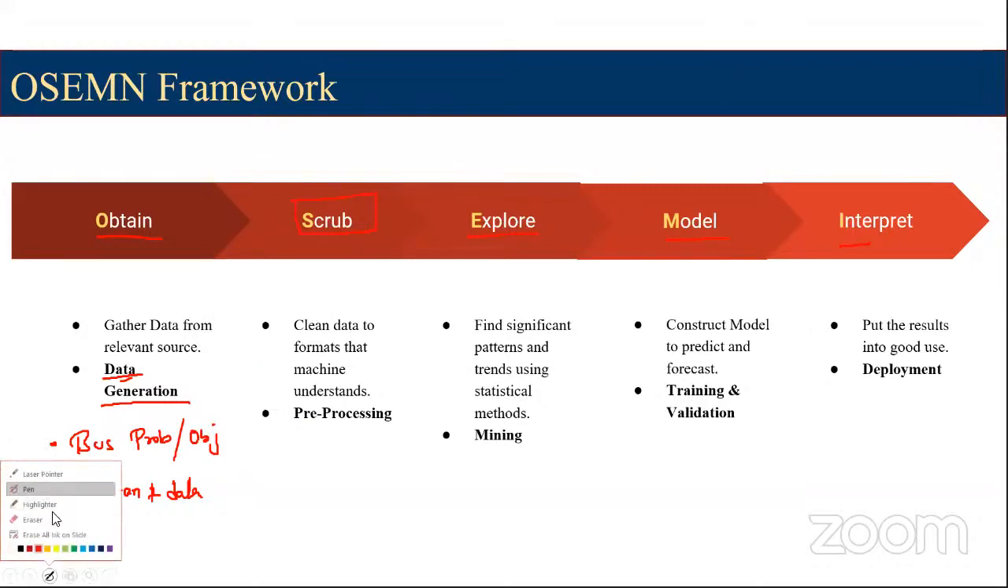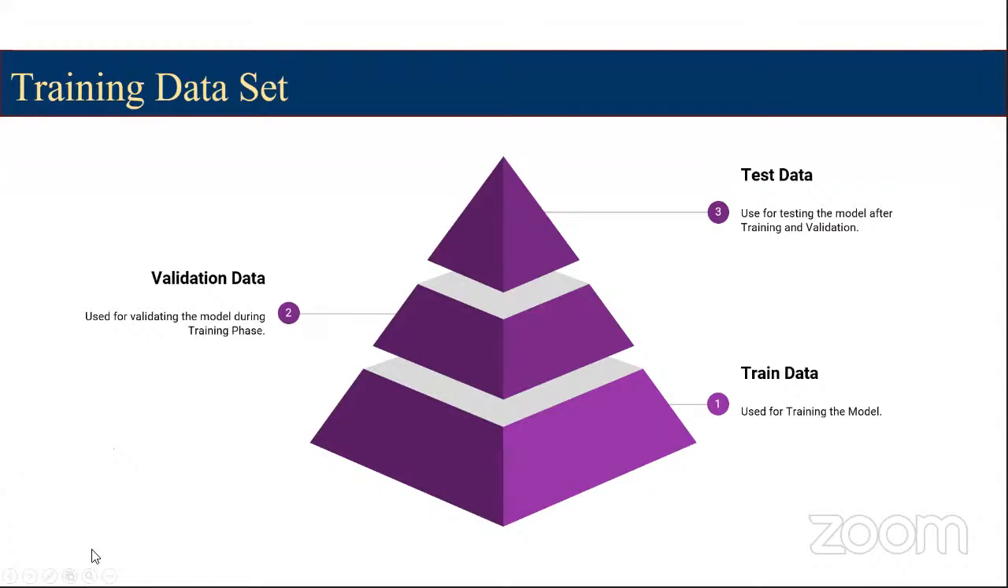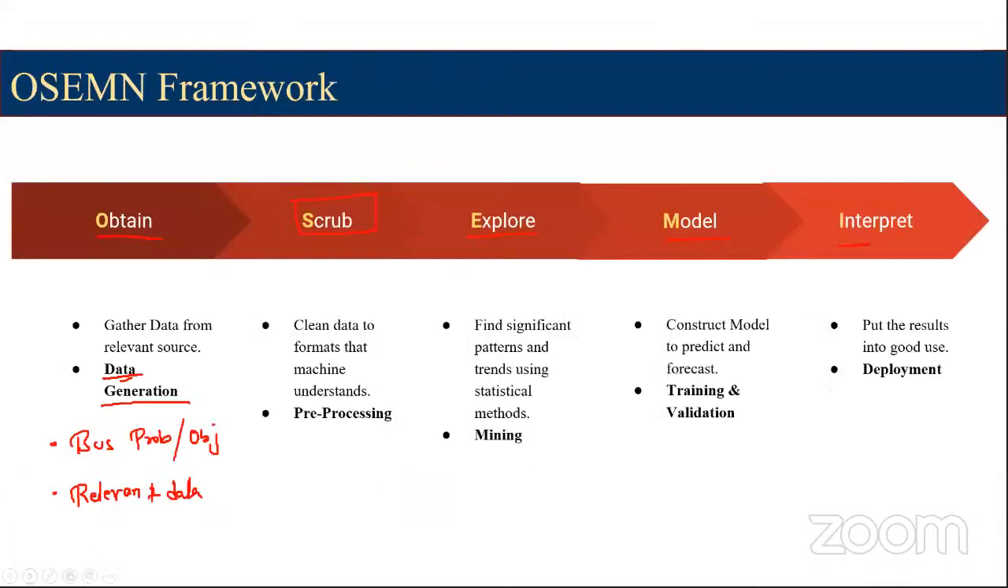In the second stage, what we do is we try to clean the data. Clean data, or in simple terms, let's call it remove noise. Okay. Now, the first two stages are understand the business problem, collect the relevant data, and remove the noise or pre-process your data.